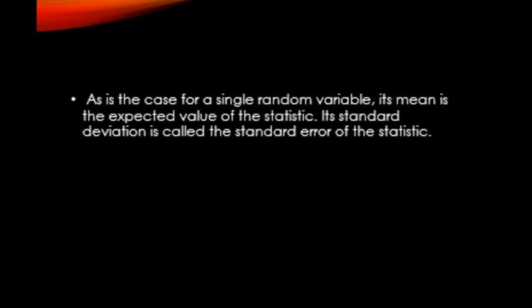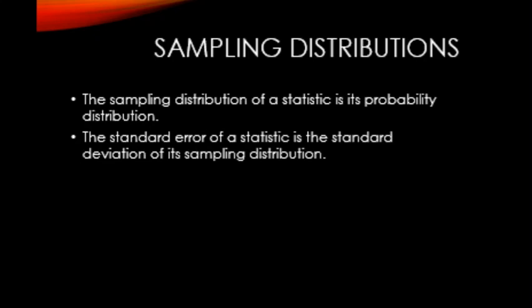Now, just like a single random variable, the center of this distribution will be the mean. So the mean will be the expected value. We will call it the expected value. The standard deviation of this distribution will be called the standard error of the statistic. So basically, sampling distribution of a statistic is its probability distribution with what the shape of the distribution is, what is the mean or expected value of the distribution, and what is the standard error or standard deviation of that distribution.